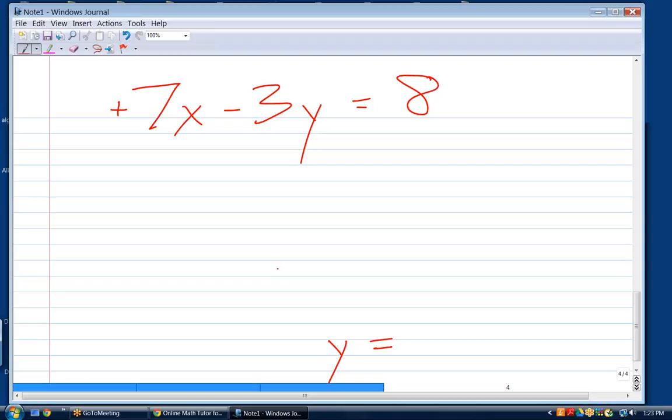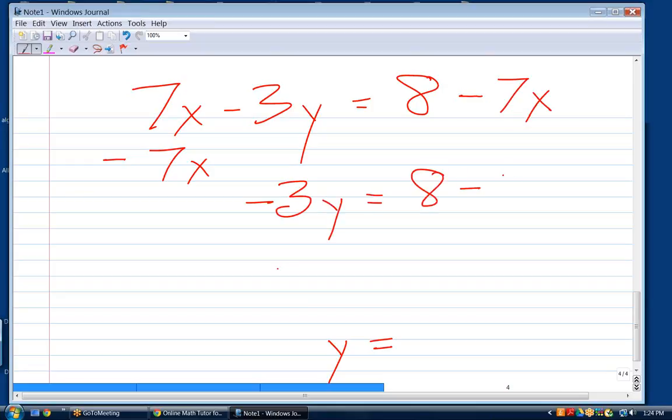to the left side of the equation. Even though it's the first term, it's still being added. So if I want to get rid of it, I have to subtract 7x. So my second line is minus 3y equals 8 minus 7x. With me? Yep. What's the final step?